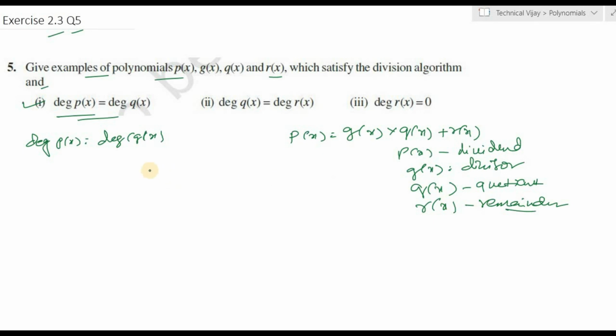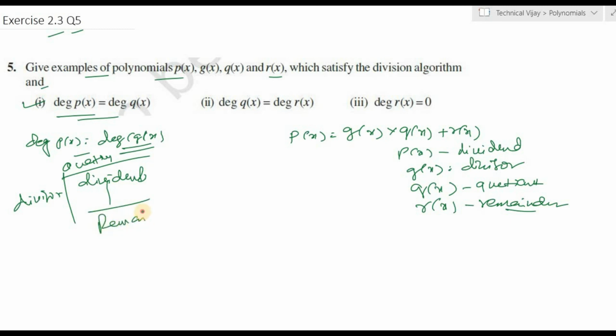Now, if we want degree of p of x to be equal to degree of q of x, that is the dividend and this is the divisor and this is the quotient, and whatever is remaining is the remainder. So what he is asking is that the degree of this one should be equal to the degree of the quotient. Means if these two degrees are to be equal, then the divisor must be some constant, any constant value. Then only this degree and this degree will be equal.